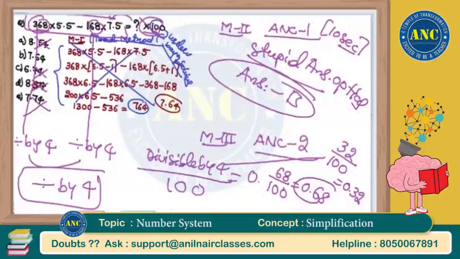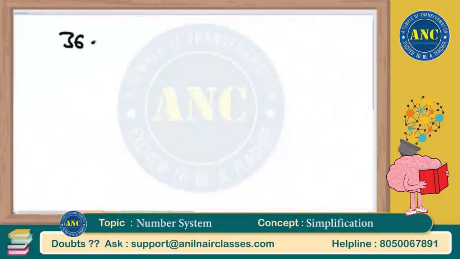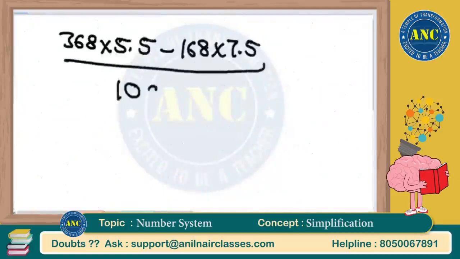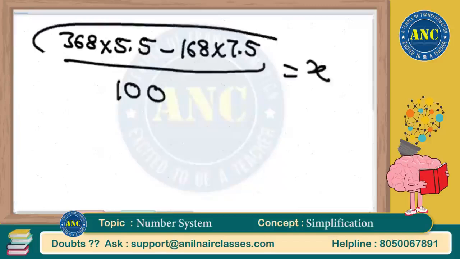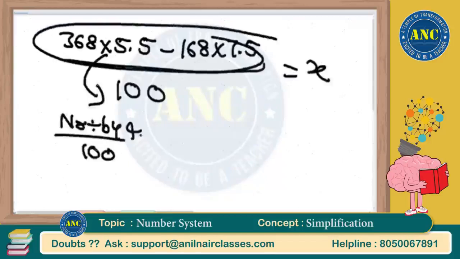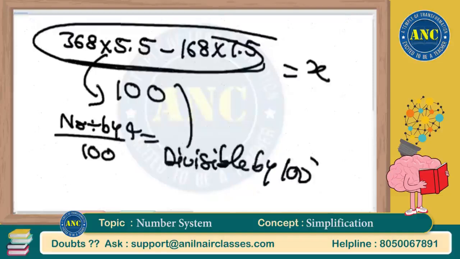Divisible by 4. Right, Gopinath, please listen to my explanation. I did it like this. Again, I am explaining: 368 into 5.5 minus 168 into 7.5, divided by 100, is x. I am saying this is divisible by 4. Any number divisible by 4, divided by 100, is divisible by 4. I hope you got the logic. I divided by 100.